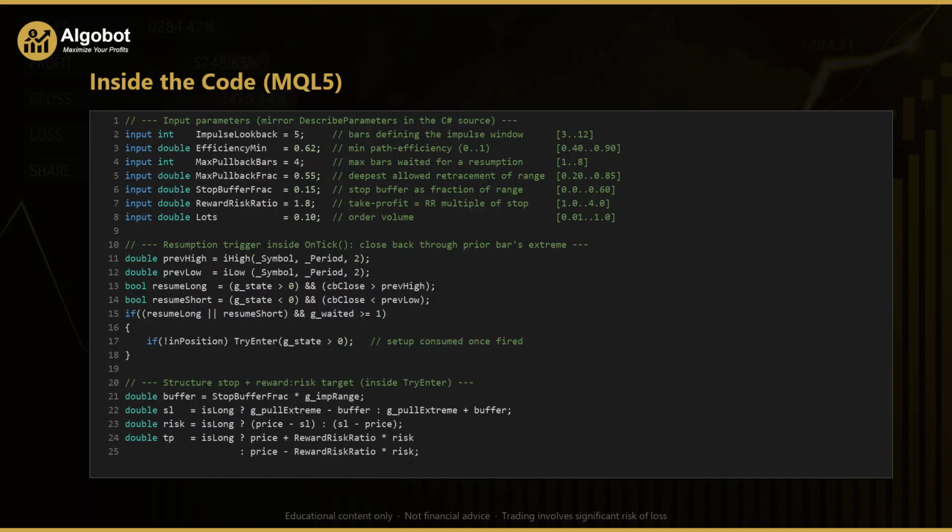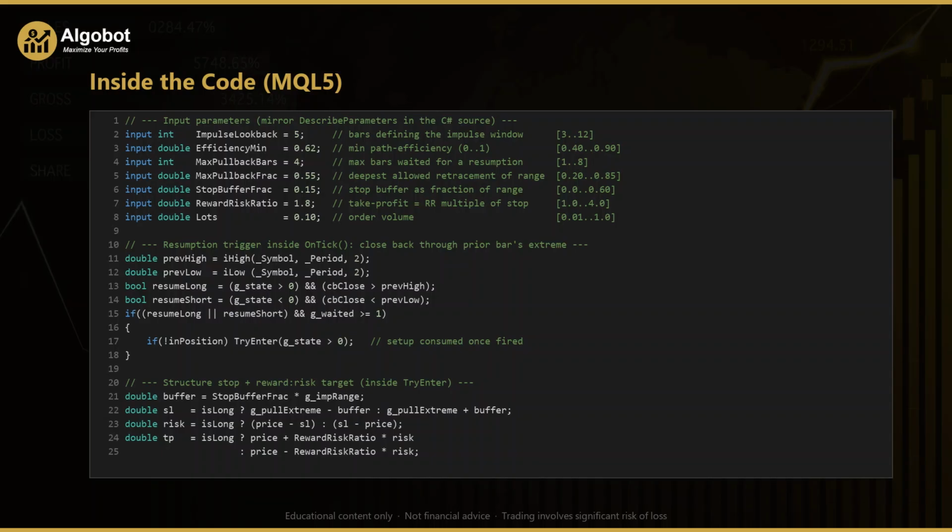Max pullback bars and max pullback fraction together define what counts as a shallow, acceptable retracement. Stop buffer fraction pads the stop beyond structure, and reward risk ratio scales the take profit relative to that stop. Lots is simply the order size.